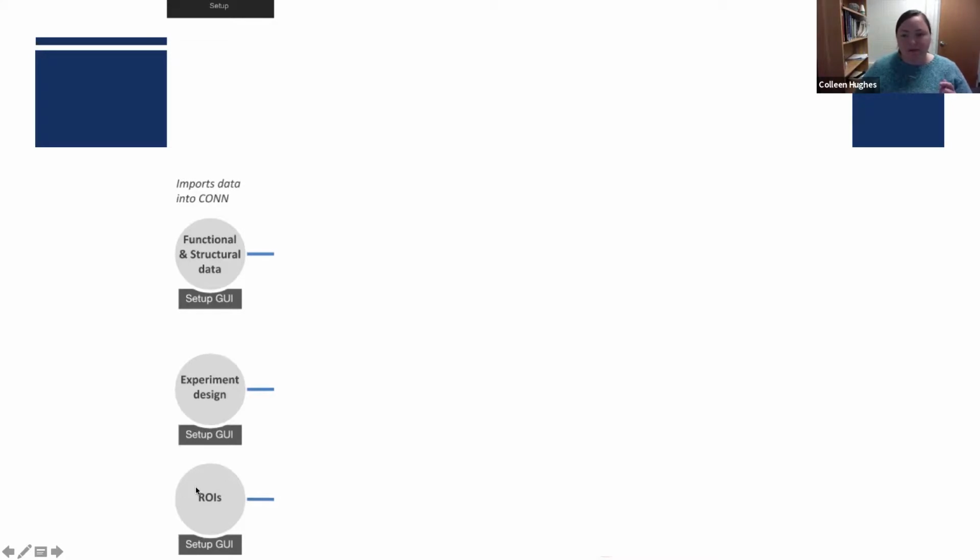And then you can specify what regions you're talking about. So let's say you have a theory-based reason for focusing on MPFC projection, so how the MPFC is talking to other regions. You don't need to do every region with every region. You can just look at how the MPFC is talking to other brain regions.